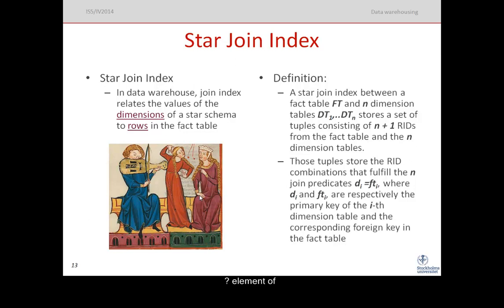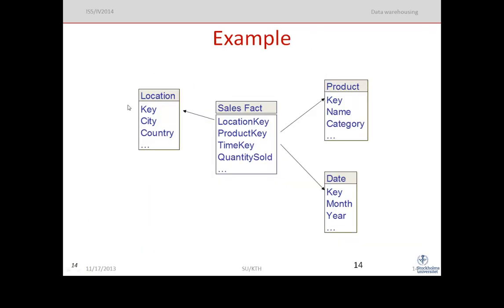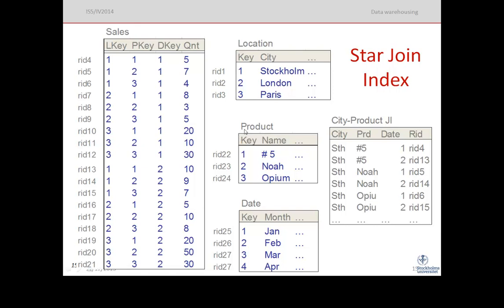So this is an example. We have a sales fact with the foreign key from location, the foreign key from product, and the foreign key from date, and those together are the primary key, right? So then in a star join index here we can combine the rows. Here we have the sales in a certain locality, of a certain product, on a certain date, and here's the quantity. And here we can see the different locations: Stockholm, London, and Paris. We can see the products: Chanel 5, Noa Noa, Opium. So we are dealing with perfumes here.